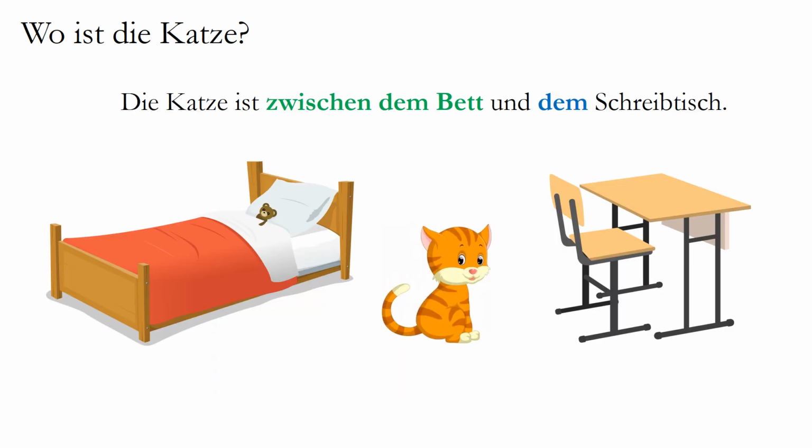Now this is a more complicated one, using zwischen, between, and it affects the der, die, das twice. So please repeat after me. Die Katze ist zwischen dem Bett und dem Schreibtisch. How would you translate this sentence? Correct. The cat is between the bed and the desk.